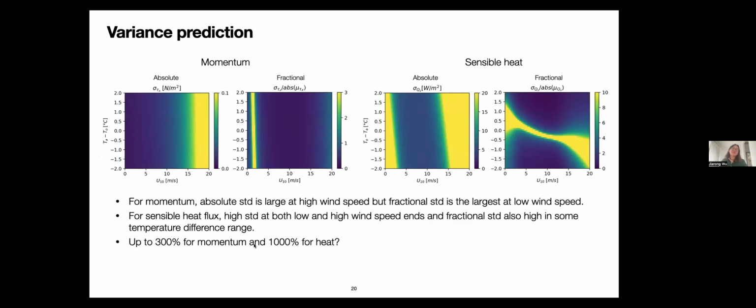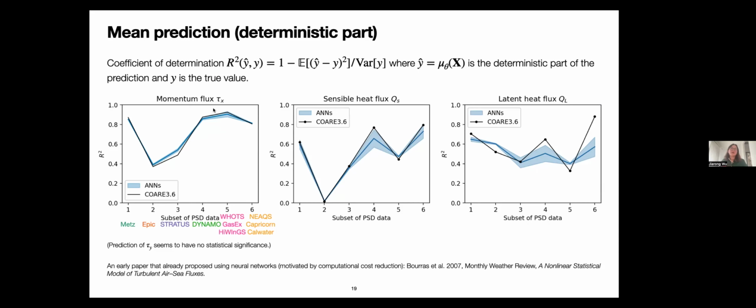Unfortunately, I also did this for the crosswind component of the momentum flux, tau y, and there seemed to be no statistical significance. Bulk itself doesn't predict a crosswind component, and my ANN also doesn't produce statistically significant results there.